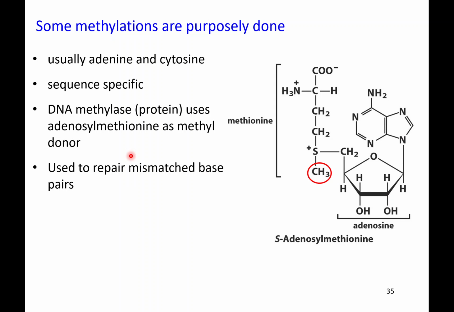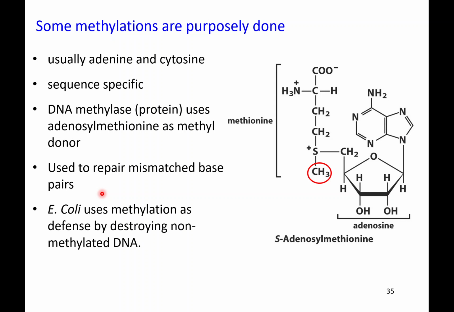And this methylation can be used to repair mismatched base pairs. Okay. E. coli uses methylation as a way to mark its own DNA and destroy non-methylated DNA. So it marks its own DNA with methyl groups, and then it has enzymes that will chew up and eat non-methylated DNA. So if it has DNA absorbed from the environment, that DNA will be degraded and not change its genome.